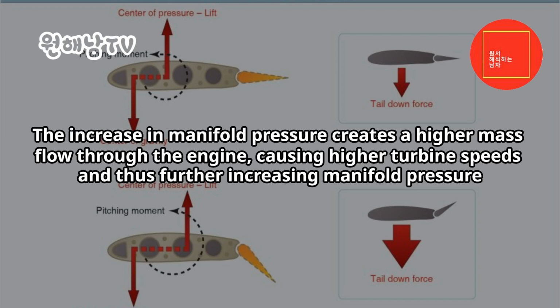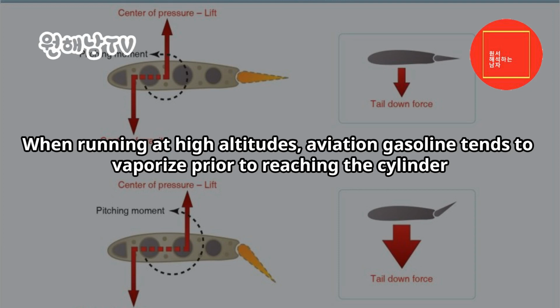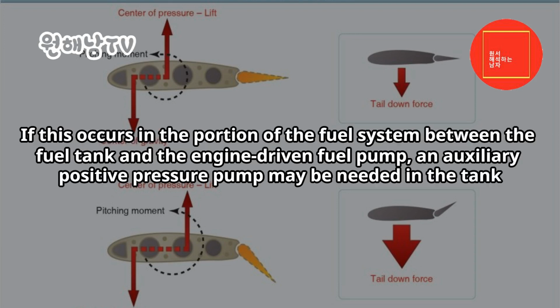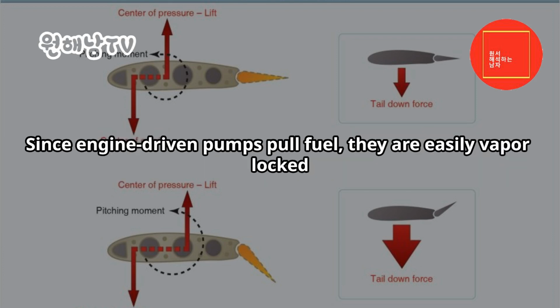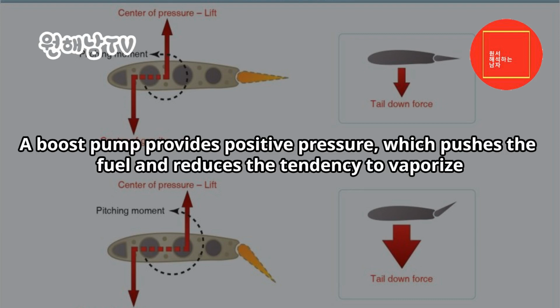When running at high altitudes, aviation gasoline tends to vaporize prior to reaching the cylinder. If this occurs in the portion of the fuel system between the fuel tank and the engine-driven fuel pump, an auxiliary positive pressure pump may be needed in the tank. Since engine-driven pumps pull fuel, they are easily vapor-locked. A boost pump provides positive pressure, which pushes the fuel and reduces the tendency to vaporize.